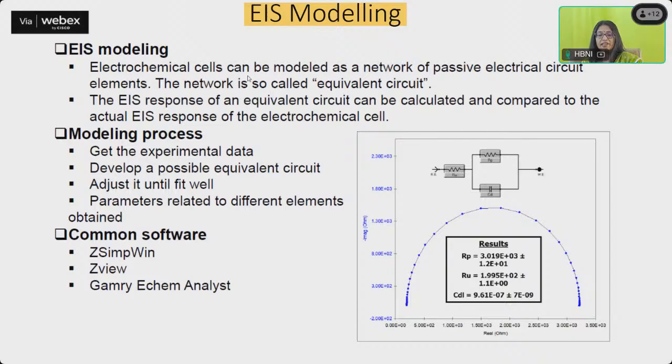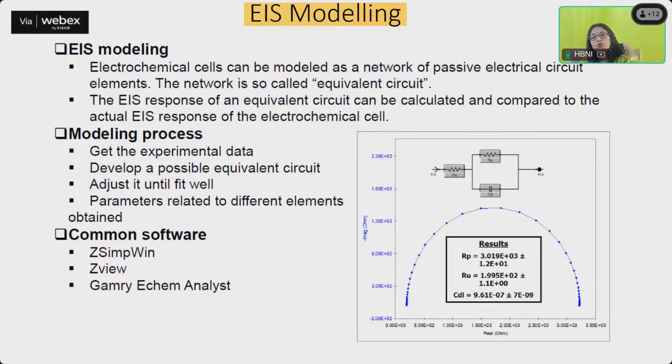So EIS modeling. Electrochemical cells can be modeled as a network of passive electrical circuit elements, and the network is called the equivalent circuit. The EIS response of an equivalent circuit can be calculated and compared to the actual EIS response of the electrochemical cell. So how do you model? You get the experimental data, you develop a possible equivalent circuit as shown over here, keep on adjusting it until it fits well, and then you can obtain the parameters which are related to the different elements.